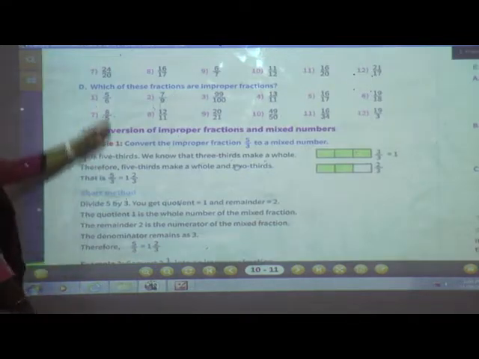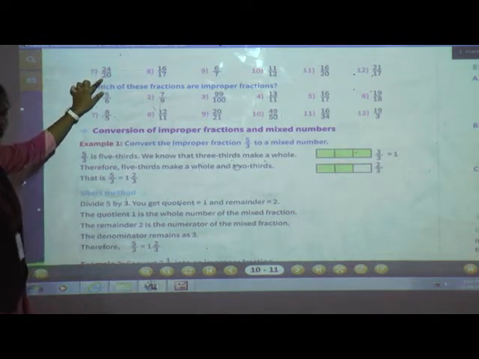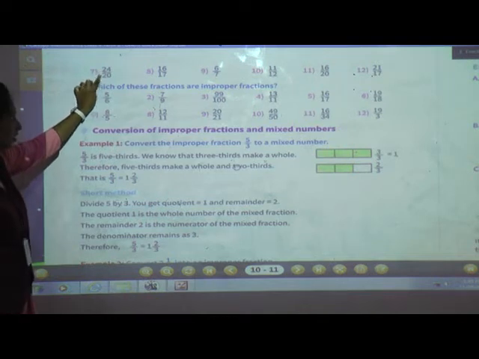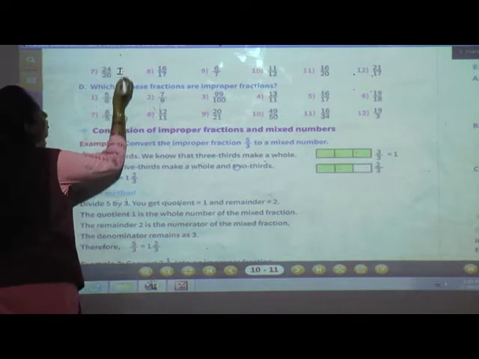Now see, the seventh one, 24/20. Now the numerator is greater than the denominator, isn't it? See, in the numerator place 24 is there. It is greater than the denominator. So this number is an improper fraction.